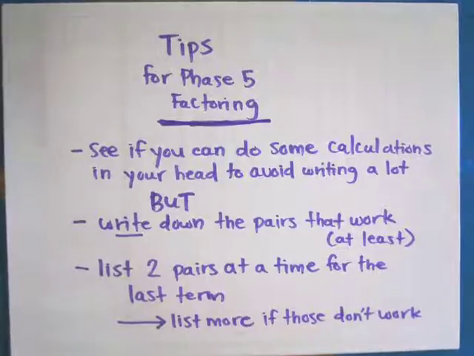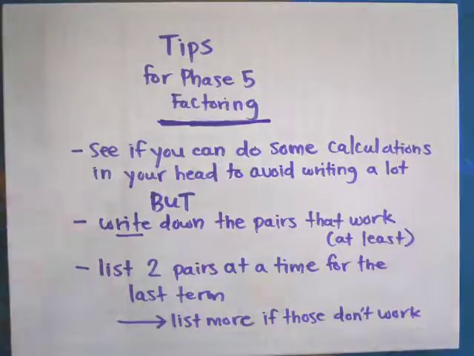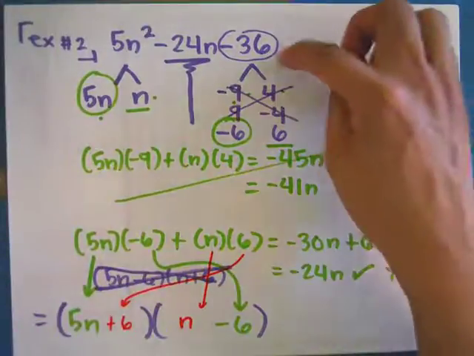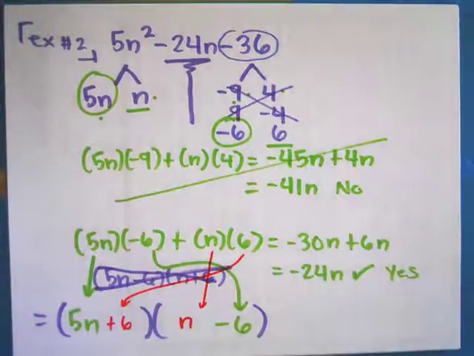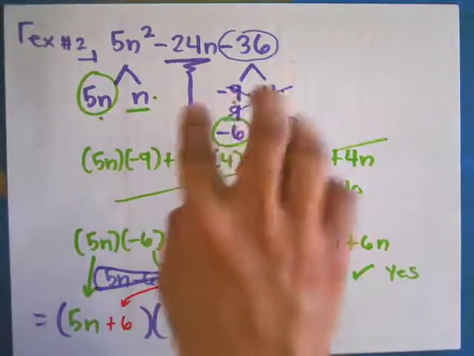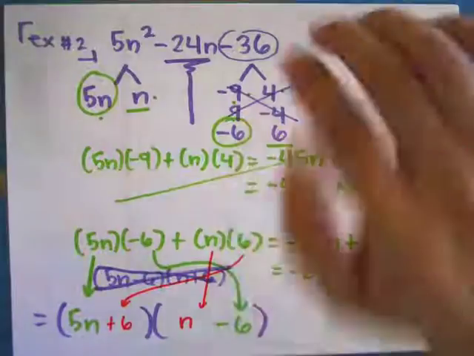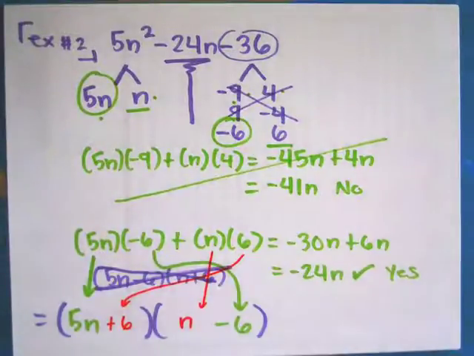So some of my tips for you: see if you can do some of your calculations in your head, so that you avoid writing a lot. Sometimes with numbers like -36, you could be listing down forever. Some of you are better with your multiplication tables, so see which ones you can put in your head. If you still need to list it down, go ahead and do it, just so that you're on the safer side.